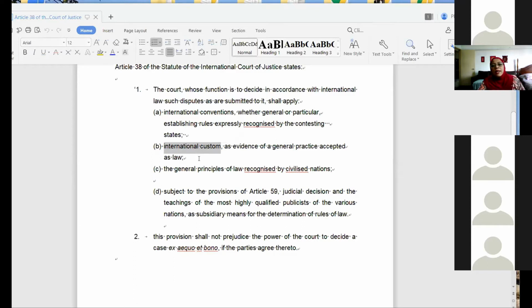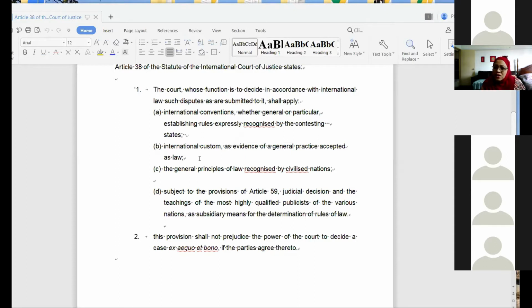Now, what we are doing at this part, we are looking into all four as much as we can, including subsection 2 first. And then next week, we are going to go into one by one because it needs long and lengthy hours for international convention and international custom. Today we identified it, international custom.